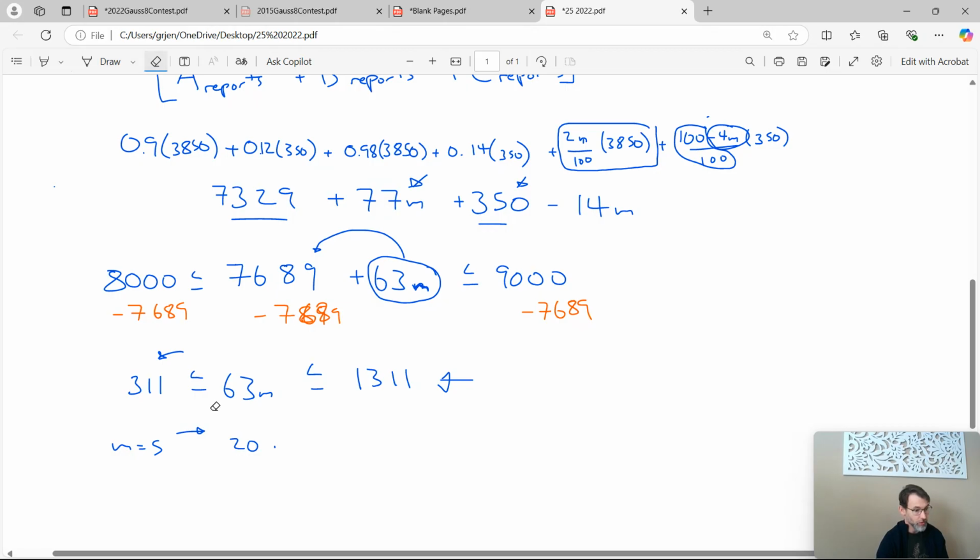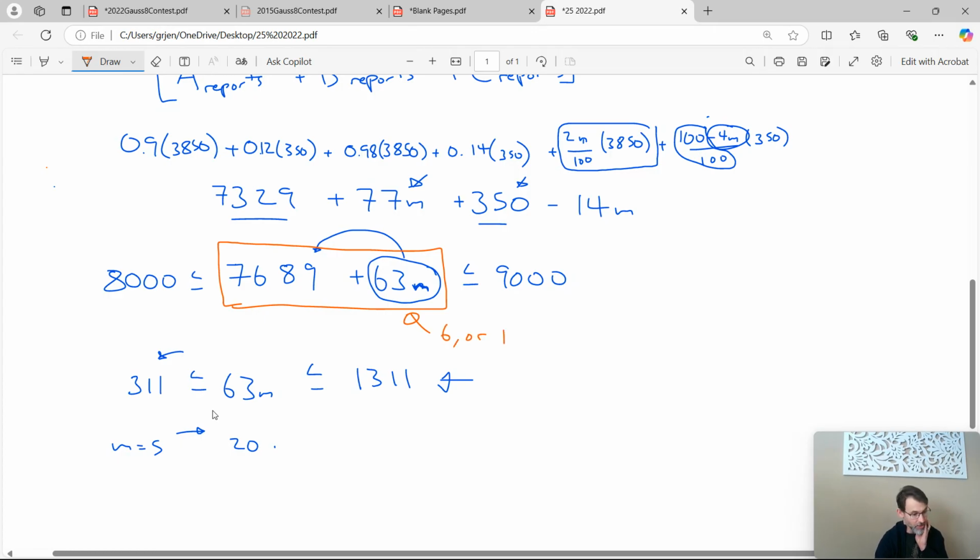Wait, no, that's not true. Yes, it could be. Yeah, so the 63 times something must be equal to something that ends in a 6 or a 1 for this to be divisible by 5. So we have to end in a 5 or a 0 to be divisible by 5. So this thing must end in a 6 or 1. So what values will make that end in a 6? Well, let's just take a look at all of those, and then once we see the pattern there, we'll find which of those numbers lie between 5 and 20 inclusive.